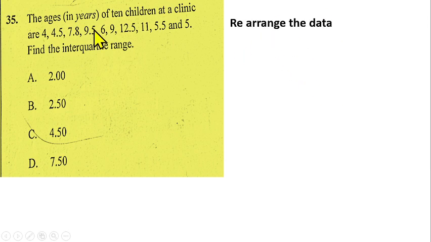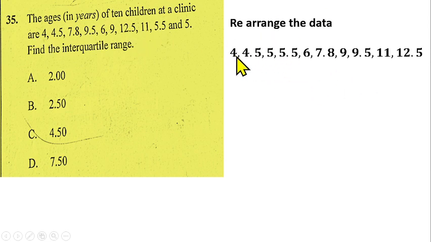The first thing to do is to rearrange these numbers in ascending order. If you rearrange them, we have 4, then 4.5, 5, 5.5, 6, 7.8, 9, 9.5, 11, 12.5. They were not arranged before. From there you can find our Q3, which is the upper quartile. That will be 3 over 4 times the number of data, and there are 10. That gives us 7.5. That is the position of the upper quartile.